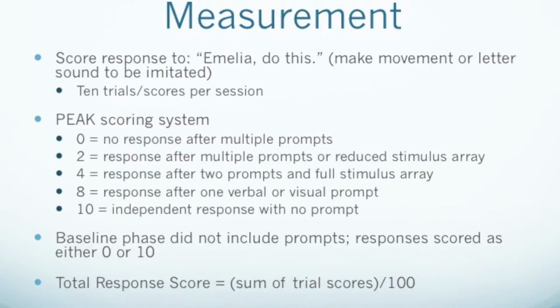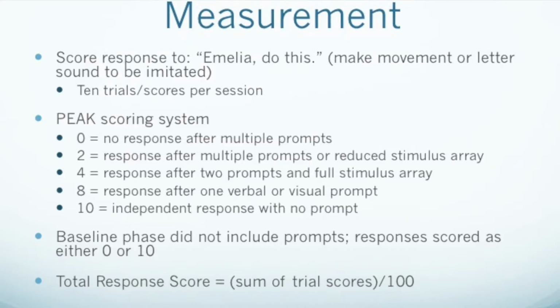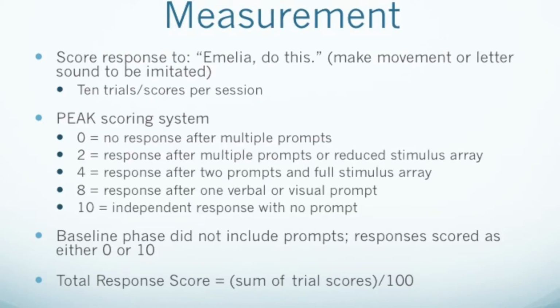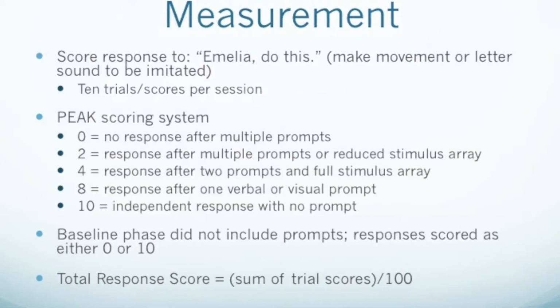So here I'll explain how we actually measured the behavior in order to translate it into data to put onto a graph. So the person conducting the experiment would say, Amelia, do this, and then make either a movement or a letter sound that she should imitate. And then we would score her response to that. So each time we did that, it was considered a trial. And we would do that 10 times to make up what we called a session. So for each behavior, there would be 10 trials per session.